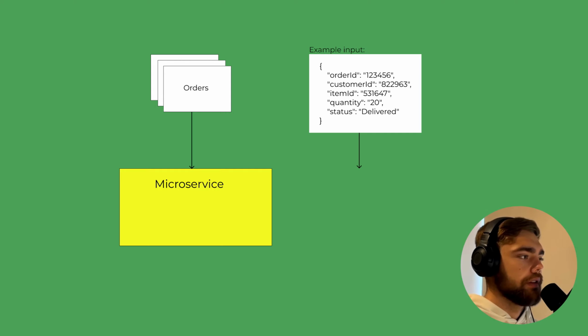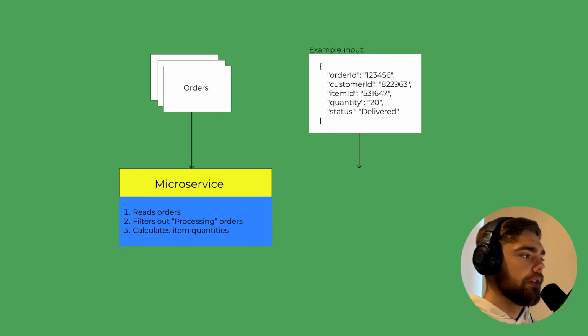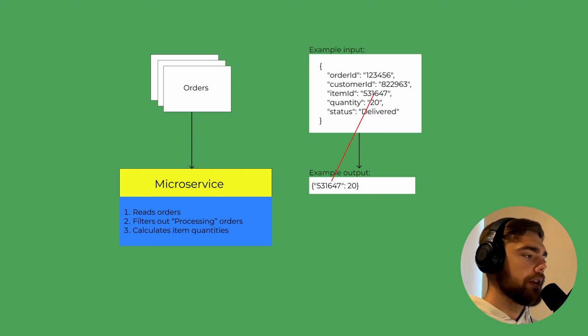Your task is to write a Go program that reads these orders, filters out the orders marked as processing, and calculates the total quantity of each item. The output should be a Go map with the item ID as the key and the total quantity for that item as the value. So now I will convert the problem statement into a prompt.